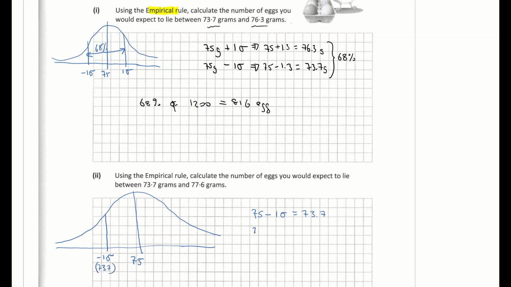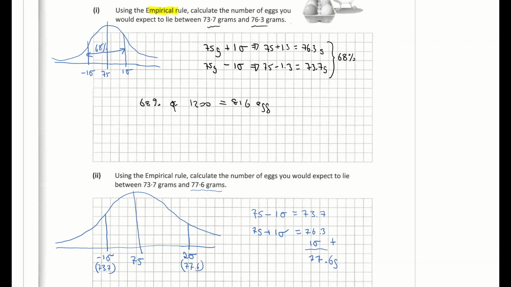Now, when we went forward one standard deviation, that brought me to 76.3 grams. But this question wants 77.6 grams. So let's see what happens when I add a second standard deviation to that. So I'm adding 76.3 plus an extra standard deviation, and I'm getting up to 77.6 grams. And that's what they wanted us to find in the question. So in other words, 77.6 grams represents plus 2 standard deviations.